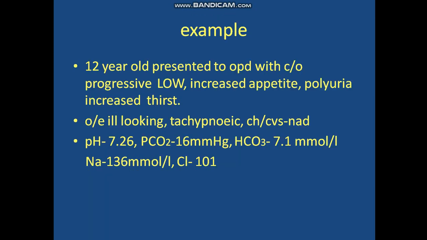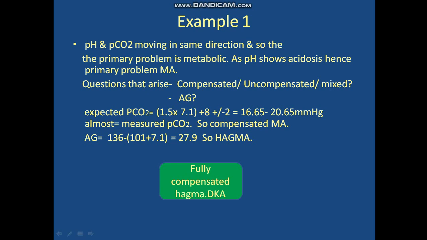Now, a 12-year-old presented to the OPD with complaints of progressive loss of weight, increased appetite, polyuria, and increased thirst. On examination, ill looking, tachypneic, chest is normal. Here the pH is 7.26, lower side, PCO2 16 millimeters of mercury, lower side, bicarbonate is also low. So, we see that pH and PCO2 are moving in the same direction, and so the primary problem is metabolic, and as the pH is low, which is acidotic, so primary metabolic acidosis.